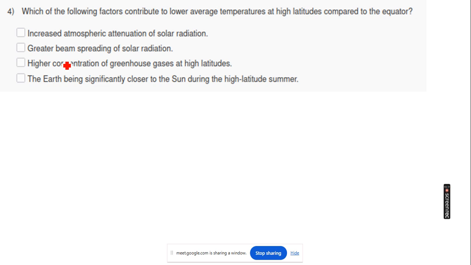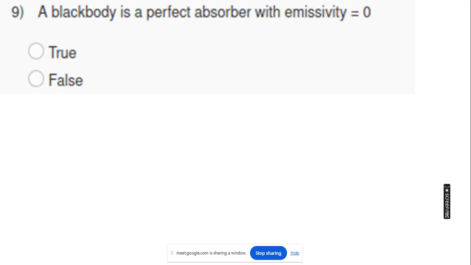So two factors we already discussed, the first two only. So these two are the answers: attenuation and beam spreading. These are the two reasons because of which we have lower solar insolation at the polar regions, which is basically leading to lower average temperatures compared to that of the equator.